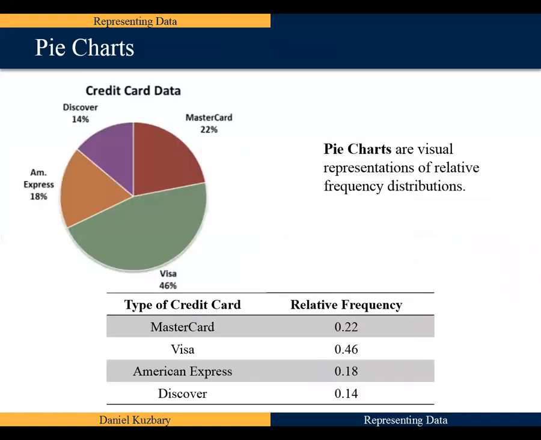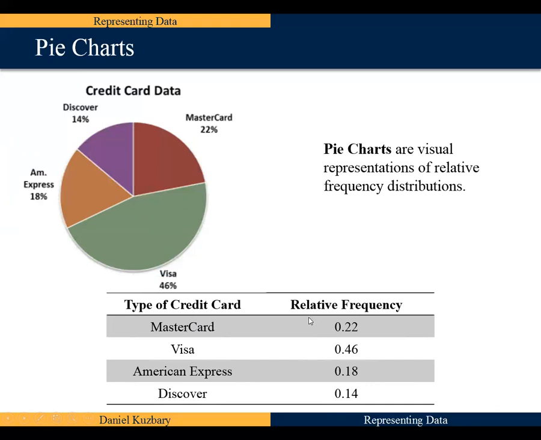Another thing you can do with relative frequencies is you can make a pie chart. So we've seen these before. This just shows what percentage of the whole each category makes up. And these are the exact same numbers we had from the last bar graph. This is the relative frequency distribution.